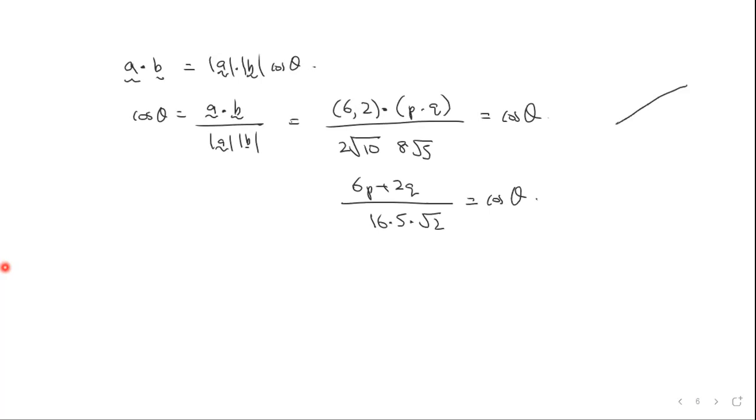Now, you've got YX, you've got YZ, you've got theta. So at this point in time, we've got 6P plus 2Q equals 80 root 2 cos theta.